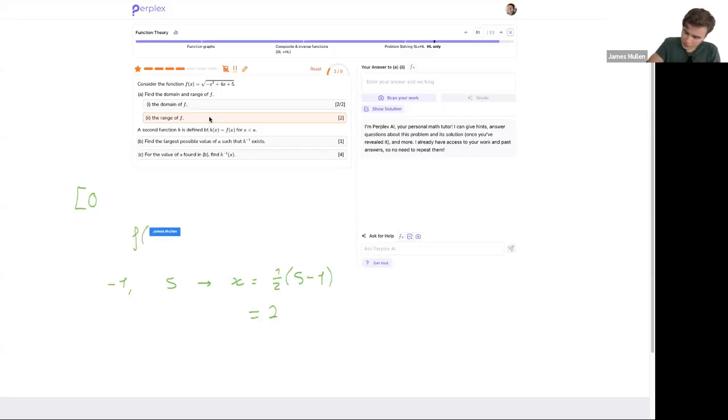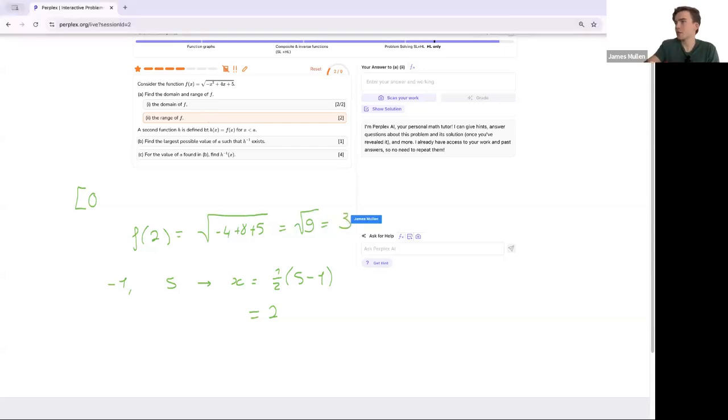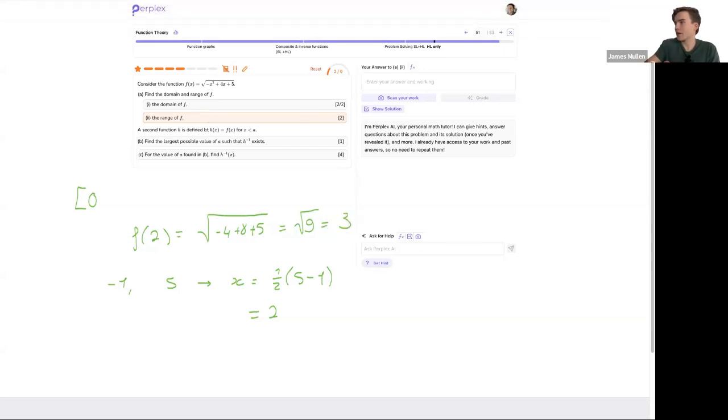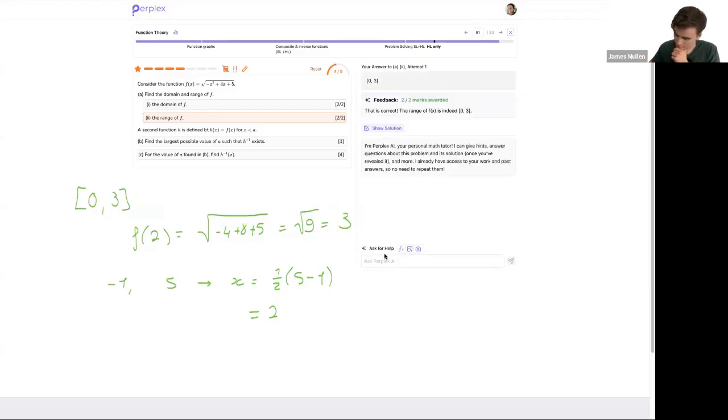And f of 2 is equal to the square root of -4 + 8 + 5, which is √9, and that is 3. Okay, so that means that my range is from 0 to 3 inclusive. So I would write 0, 3 and submit that for grading. Nice.